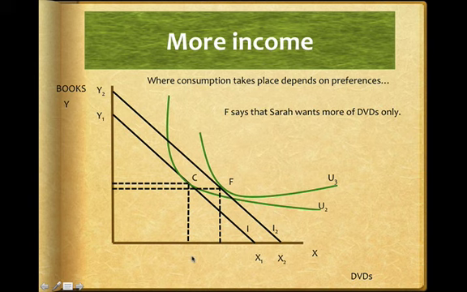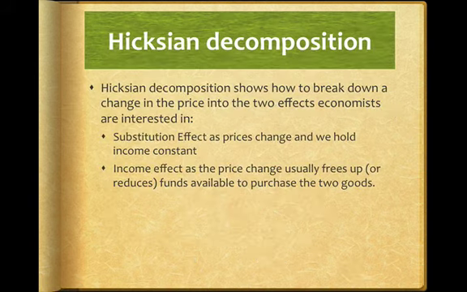Now we're going to move to the more complicated diagram that confuses a lot of students when they first see it. Hicksian decomposition, a lovely term. Sounds as if you should find it in the forensic laboratories, pathology labs. Hicksian decomposition is to show how a change in the price, so the relative prices between the two, affects what we call the substitution effect from one good to another, as well as an income effect, as that price change frees up money available to purchase the two goods.